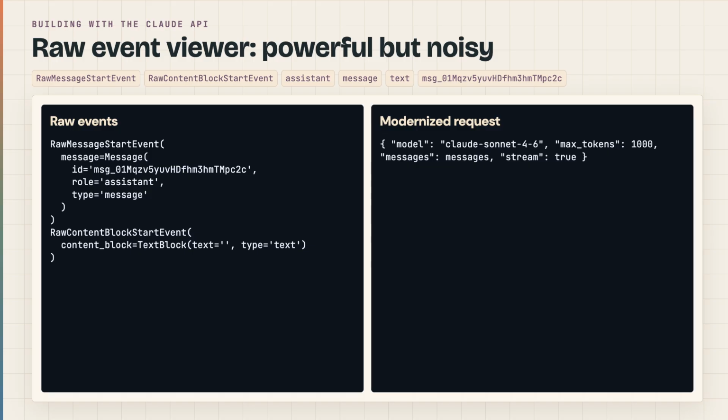The raw event stream is useful for learning, but it is noisy. You can see a raw message start event with an ID like message_01MQZV5YUVHDFHM3HIMTMPC2C, role assistant, type message, and then a raw content block start event with type text. That is excellent for debugging. It is more detail than a normal chat UI needs.